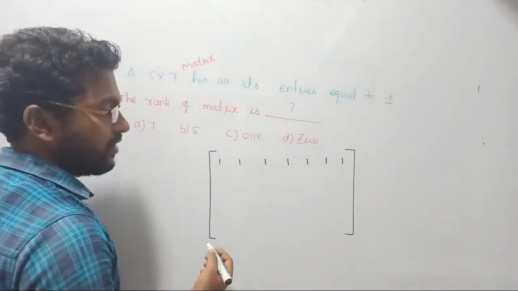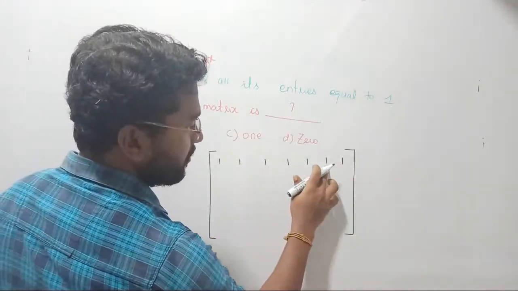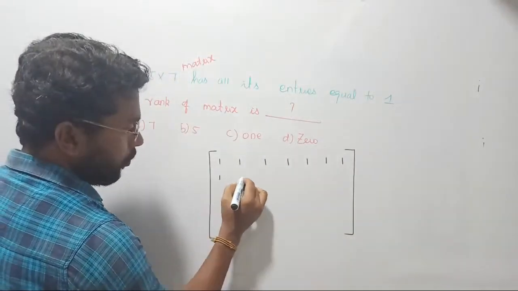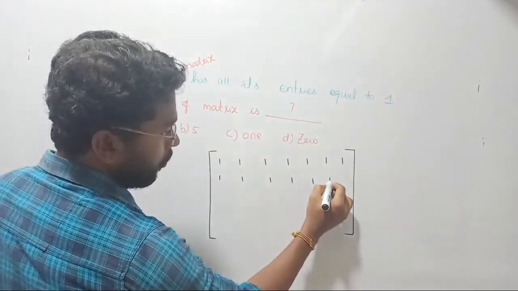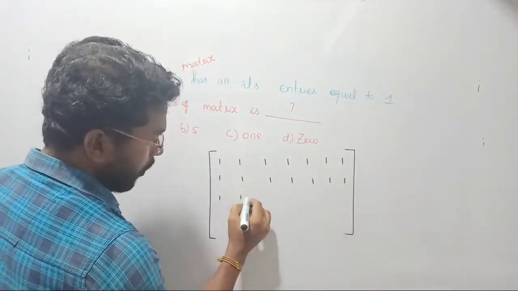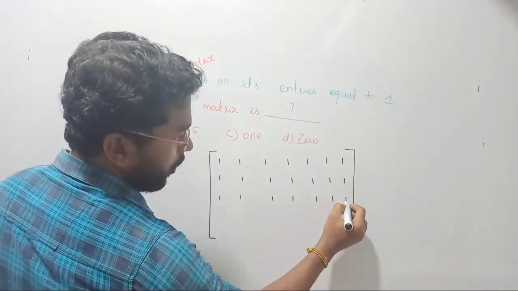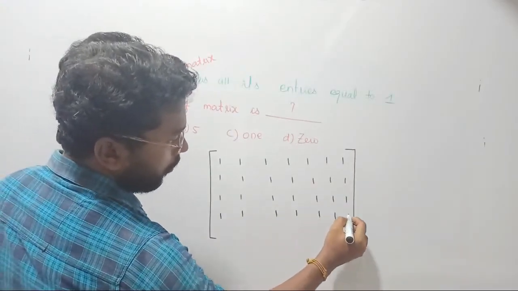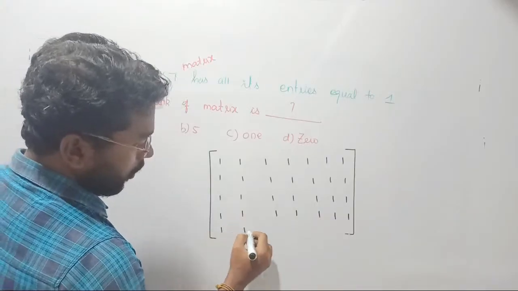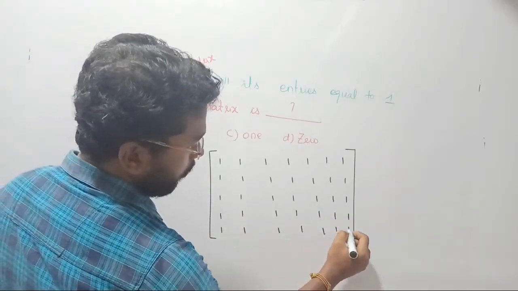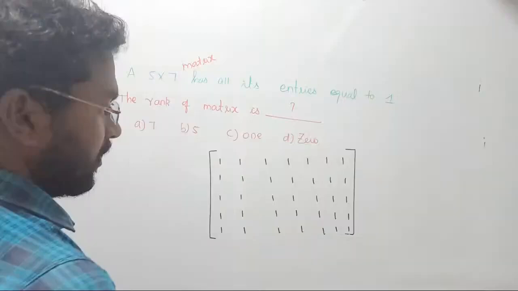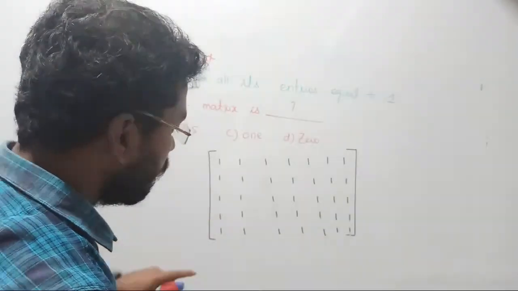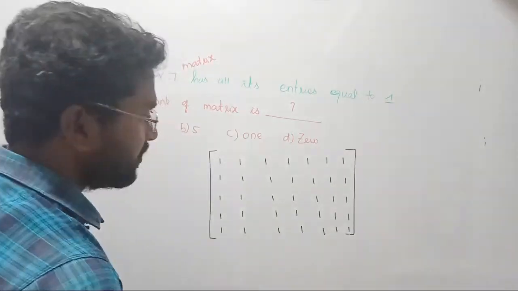There are 7 entries, 7 columns: 1 2 3 4 5 6 7. I have to repeat 1 1 1 1 1 1 1, again 1 1 1 1 1 1 1, again 1 1 1 1 1 1 1, right? Totally we have 5 rows and 7 columns, right?